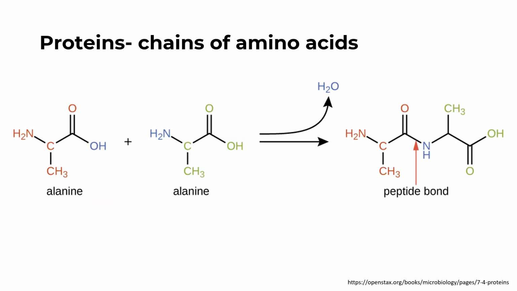Remember that proteins are chains of amino acids. They are connected through peptide bonds. This figure shows the process of joining two alanine amino acids together. You can see that the carboxyl group of one is joined to the amino group of the other. It is the ribosome that catalyzes the formation of this peptide bond.